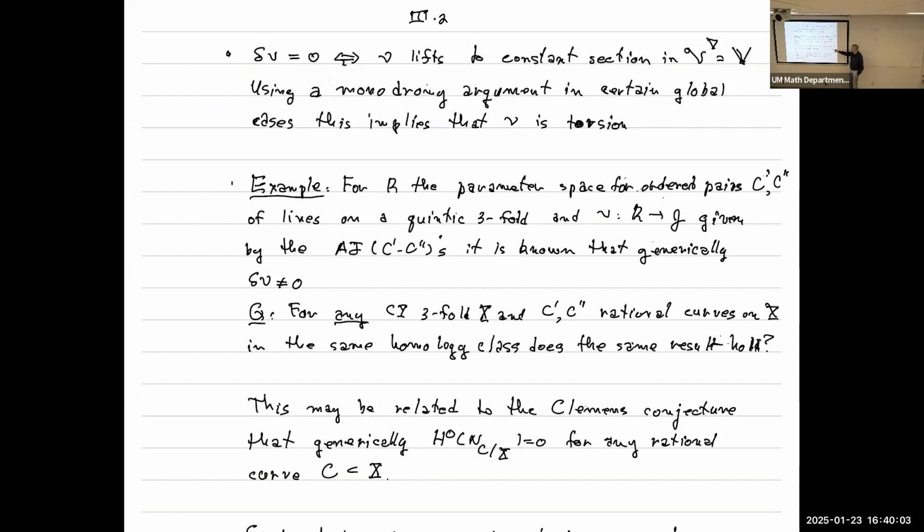The open question, as far as I know, is if you take any Calabi-Yau, not just the quintic, and take rational curves, not just lines on the quintic but any rational curves on Calabi-Yaus, whether the same result holds, that generically this infinitesimal invariant is non-zero. That's maybe related to the Clemens conjecture that says that on a generic Calabi-Yau, any rational curve is locally rigid. The normal bundle is O(-1) plus O(-1).